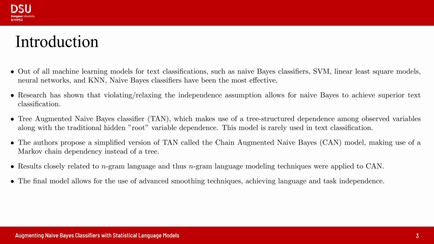Thus, the authors propose a simplified version of TAN called Chain Augmented Naive Bayes, or CAN model, making use of a Markov chain dependency instead of a tree. The results that the authors show closely relate to n-gram language, and thus n-gram language modeling techniques were applied to CAN. The final model allows for the use of advanced smoothing techniques, which we will see later in the slides, and also achieving language and task independence.